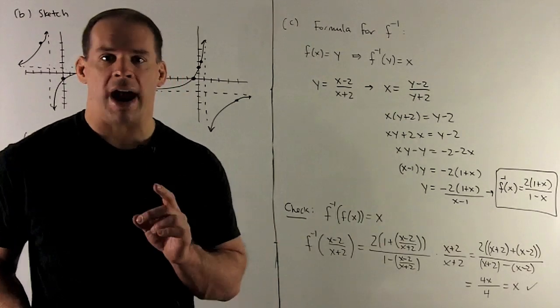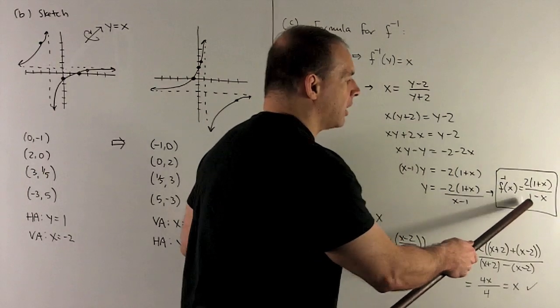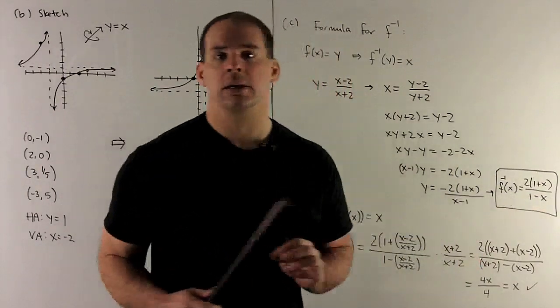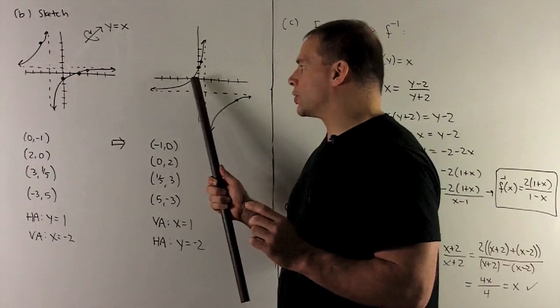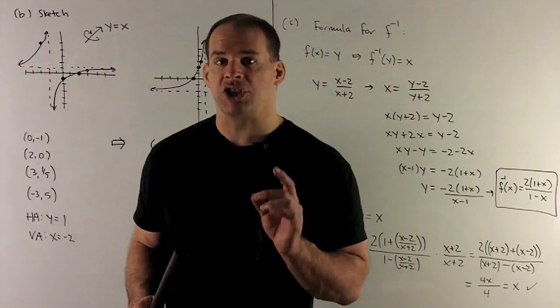If I take a look at my graph, note this is saying I have a 0 at minus 1 and a vertical asymptote at x equals 1. So 0 at minus 1, vertical asymptote at x equals 1. So at least that checks out.